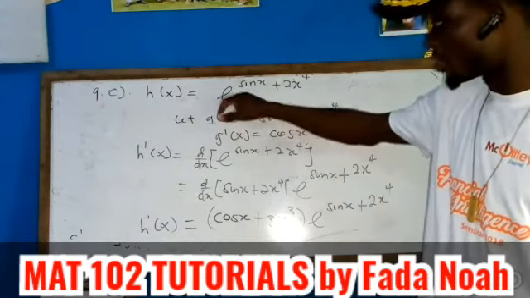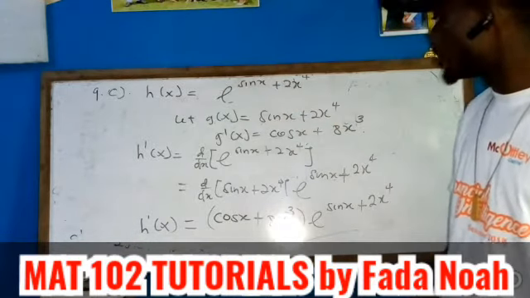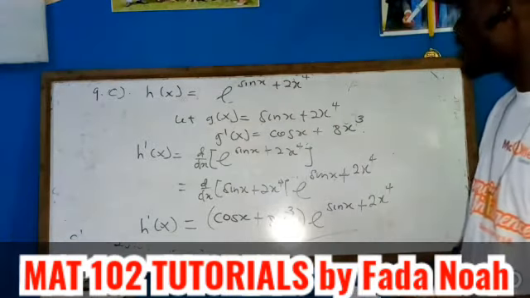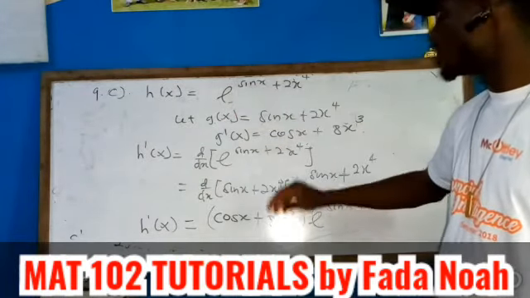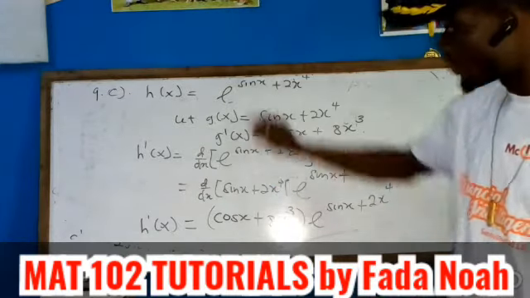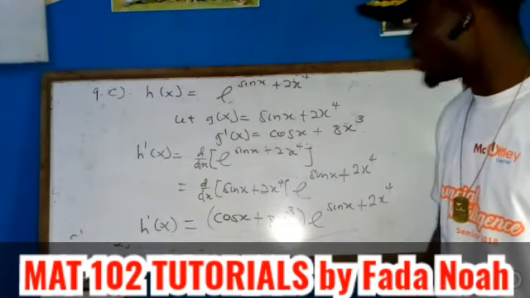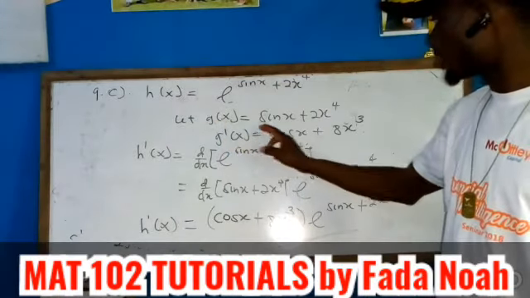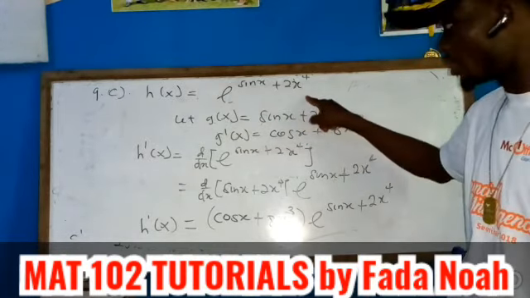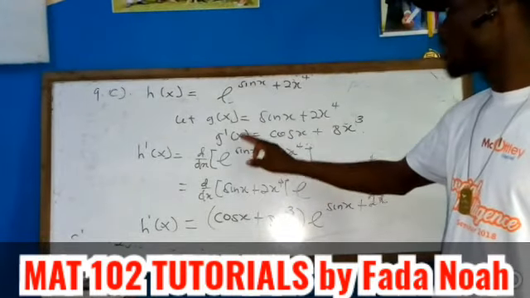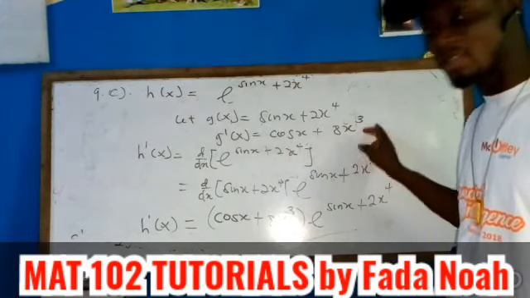This is an exponential function, e exponent. This one is an exponential function. And the rule says that if you have an exponential function, e exponent a function, just find the derivative of the function, the exponent, and multiply it by the original function, as simple as ABC. So you find our g of x to be sine x plus 2x exponent 4, which is the exponent over here. Then we differentiate it. Differentiating this one, you get cos x plus 8x exponent 3.